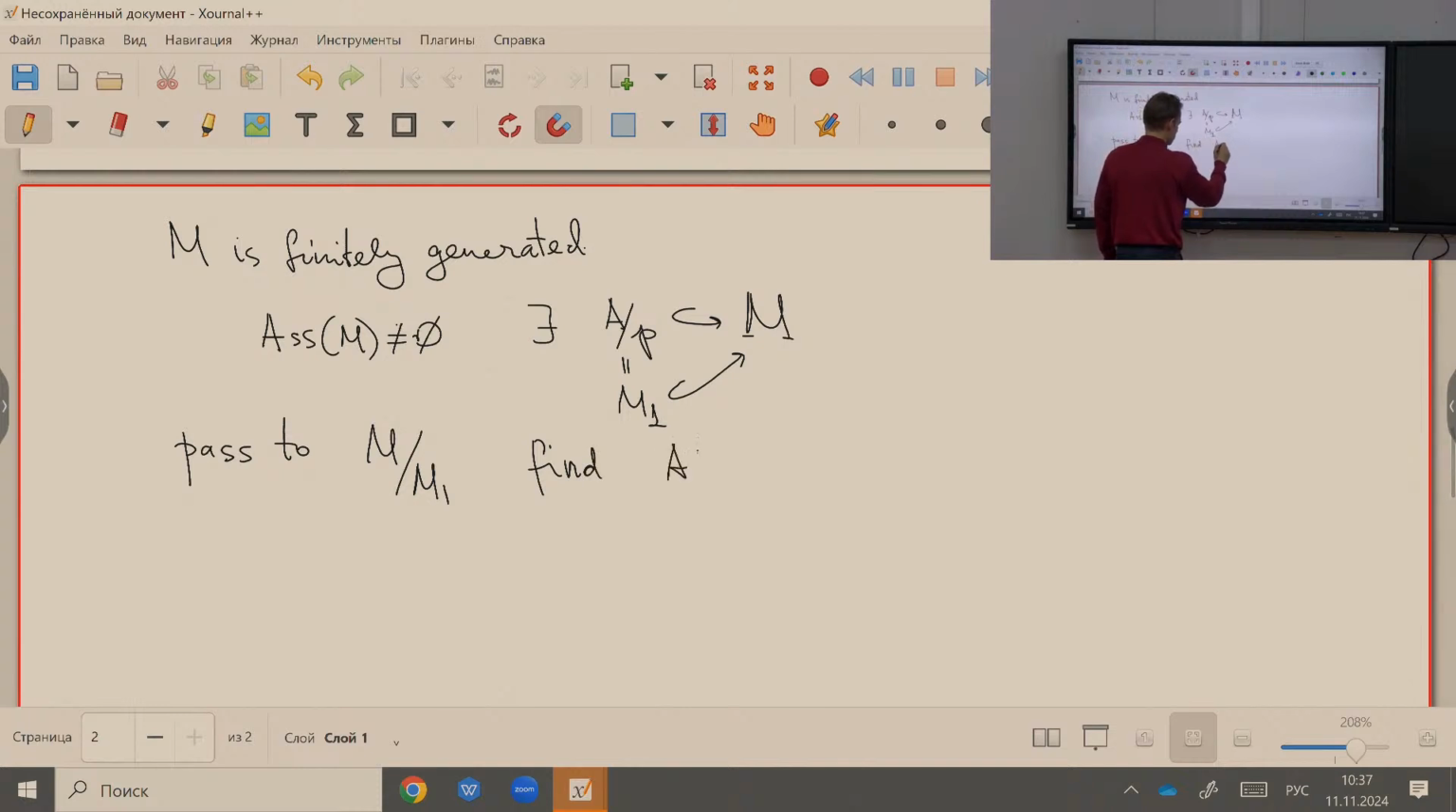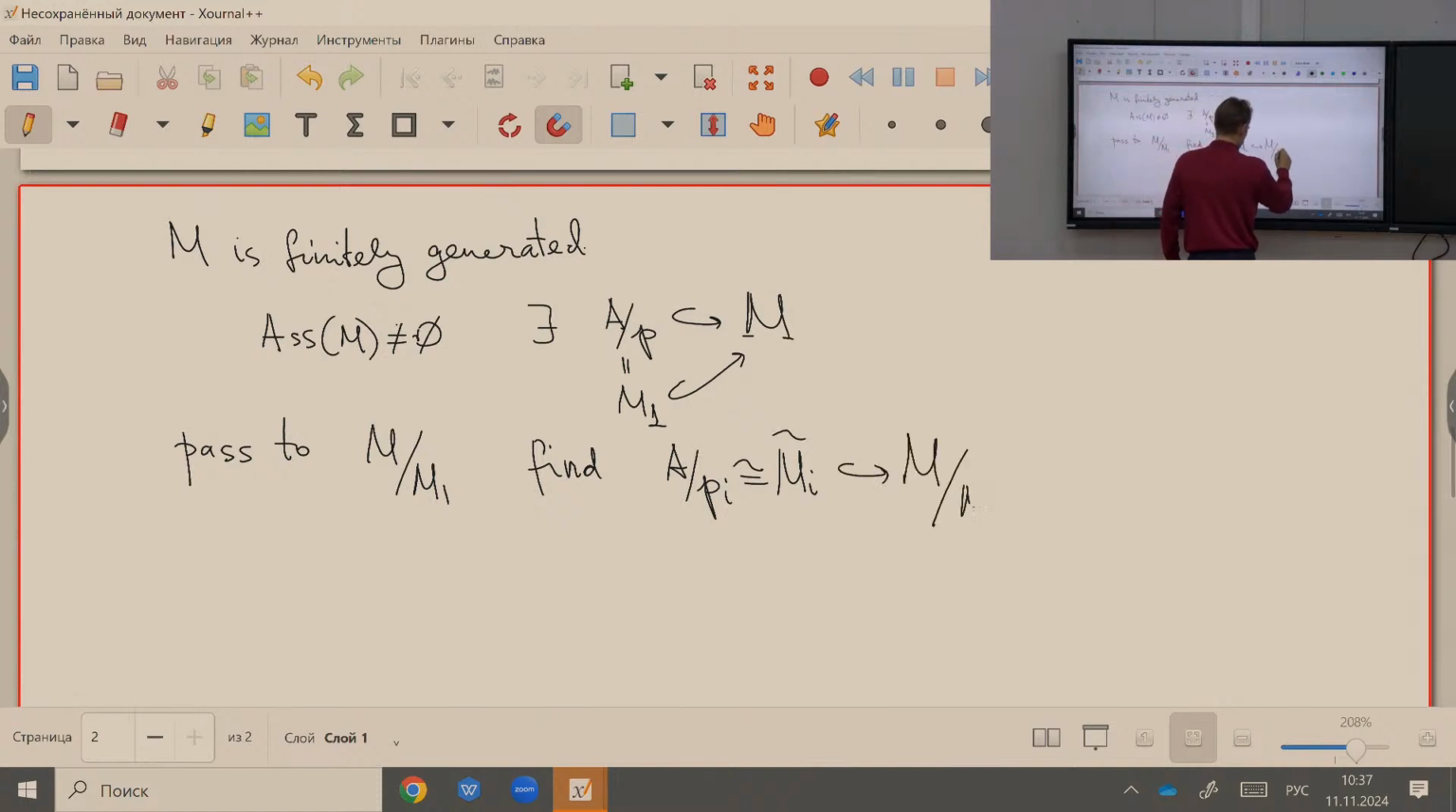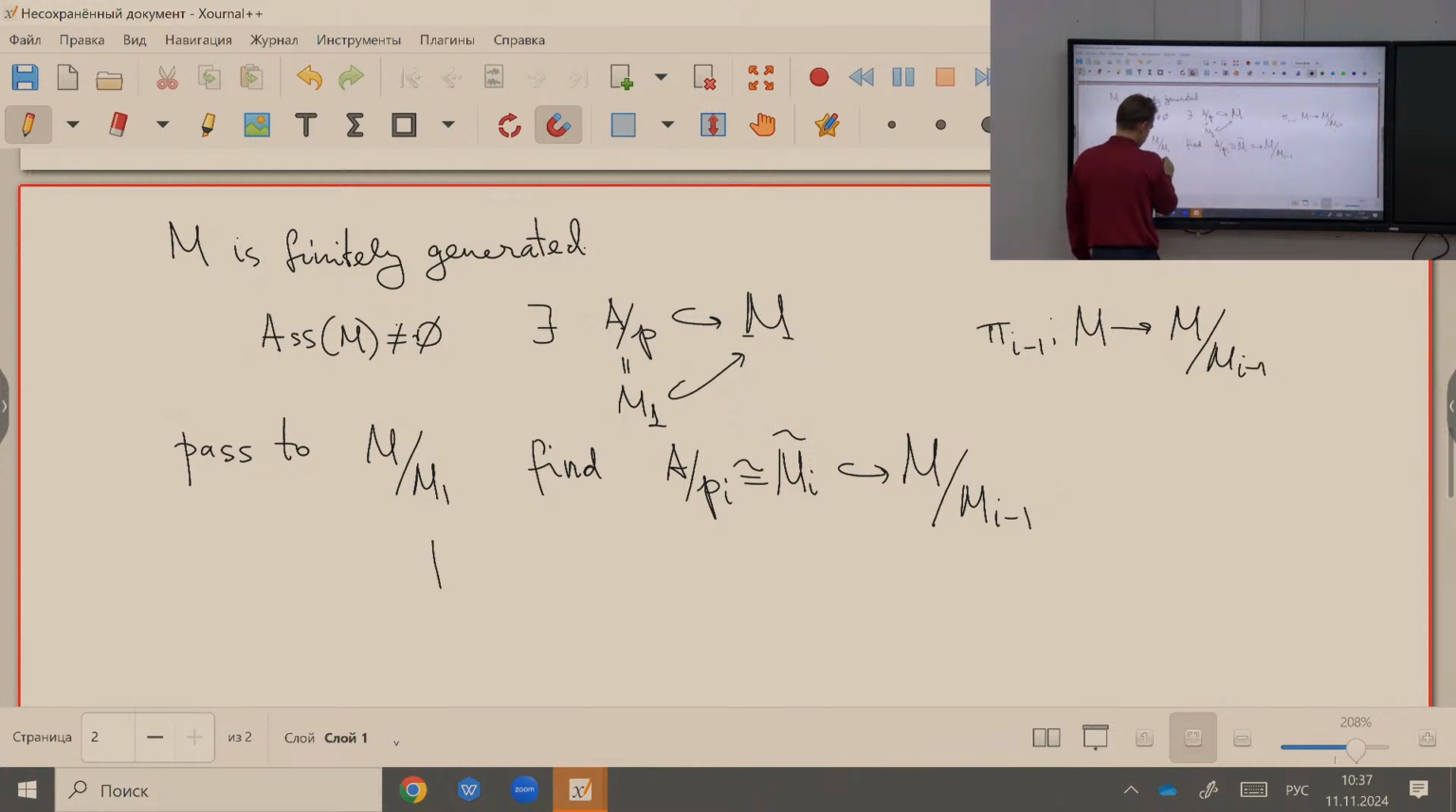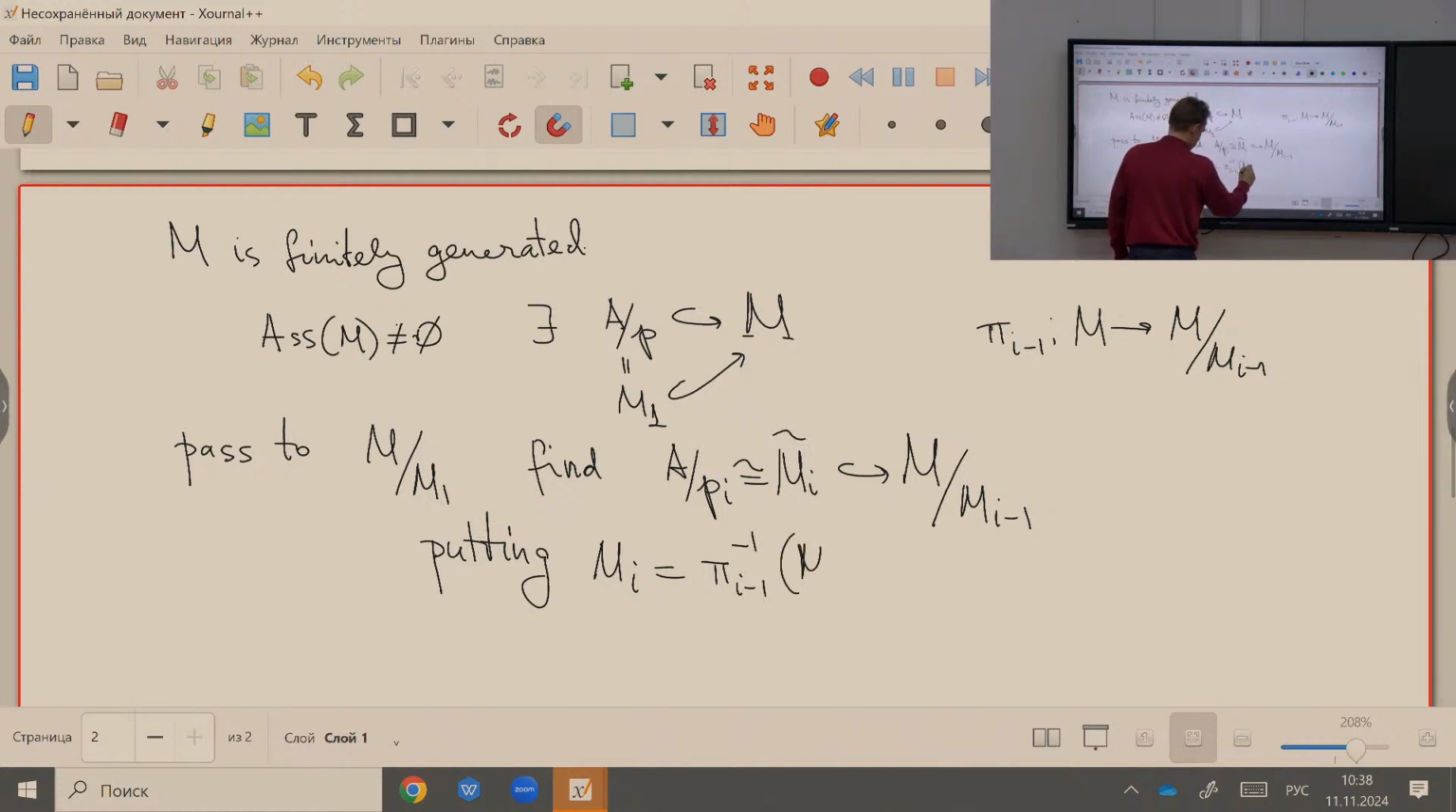So find an inclusion of A mod p_i, which we denote by m_i tilde, inside M mod m_{i-1}, and we denote by pi_{i-1} the map from M to M mod m_{i-1}. By putting m_i equal to the preimage under pi_{i-1} of this embedding m_i tilde, we get a chain of submodules that are increasing, an increasing chain.